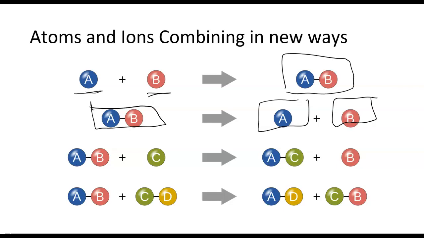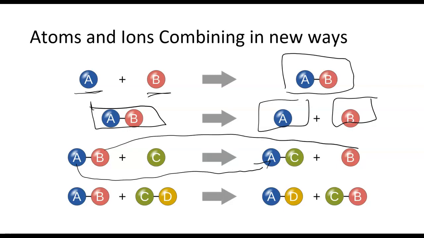So A is trading out B for C. So notice that C is now attached to A and B has separated out. So this, we'll talk about what these types of reactions are. And this last one where you have 2 different pairs that essentially trade partners. So A is attached to D at the end and C is attached to B. We'll talk about what each of those are later.